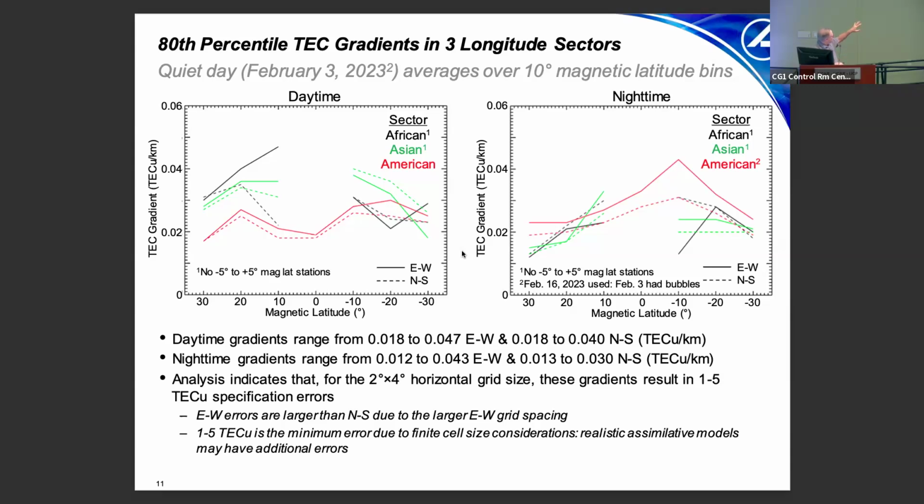And you can see the lists here. And again, I'm going to brush through this. But the key issue at the bottom here is that through some analysis, we can now say, okay, if I want to specify TEC on these grid scales, which is 2 by 4 degrees, the WAM-IP size, my accuracy can't be better than 1 to 5 TEC units. I can't get there.